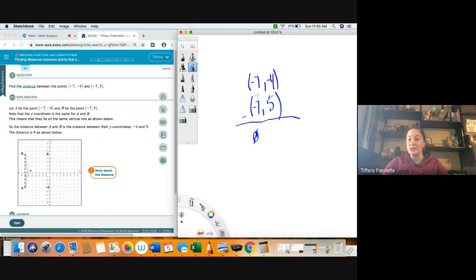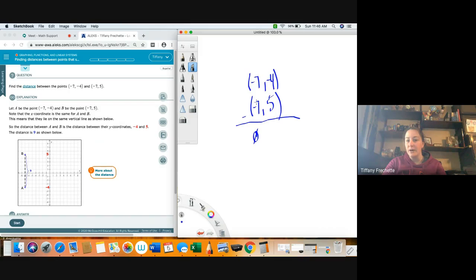This tells me it's the shared coordinate, and we can see that because it's -7 and -7. What that means is, if I were on the x-axis, I'd go over -7 for both. You can see that this line crosses -7. For A, I'm going to go down to -4, and for B, I'm going to go up to 5. So really, I just want to know how many points are between there.